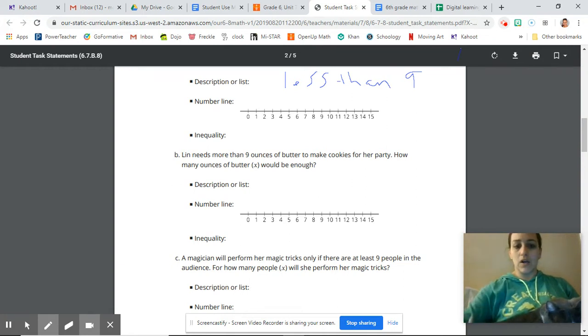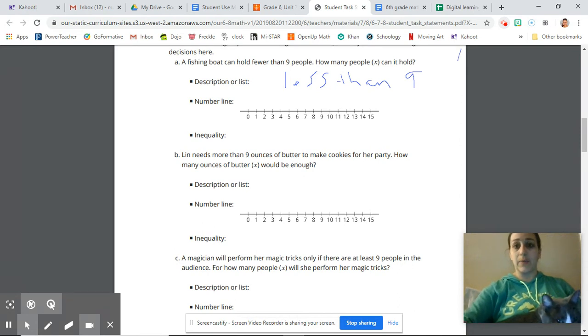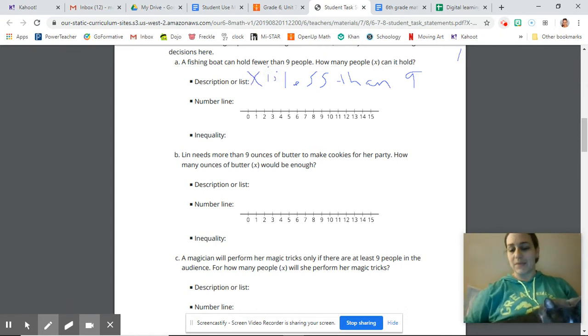And if we look at that original piece, it says that the people, this less than 9, is going to be represented by X. So I'm going to say that X is what is less than 9. So I'm actually going to start this by saying X is less than 9. All X means, in this context, is the number of people on the boat. It needs to be less than 9.